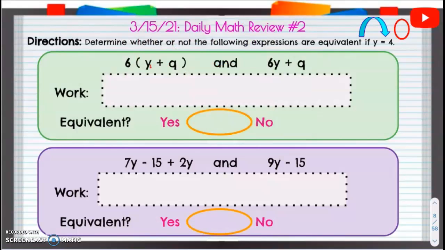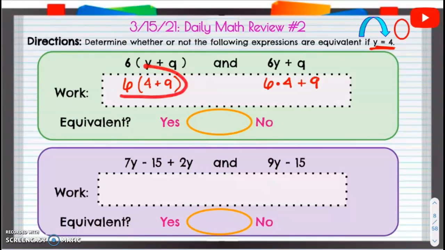This one, we can directly replace it. This one means 6 times y, or 6 times 4, plus 9. So when we replace our y here, when y equals 4, first of all, we have 6 times 4 plus 9. Then we have 6 times 4 and then plus 9.